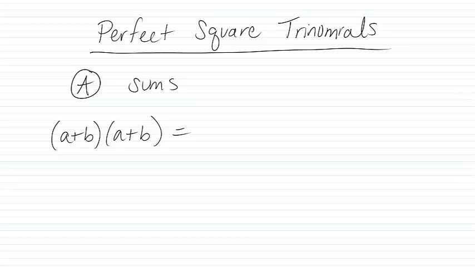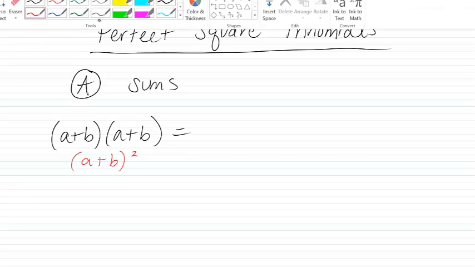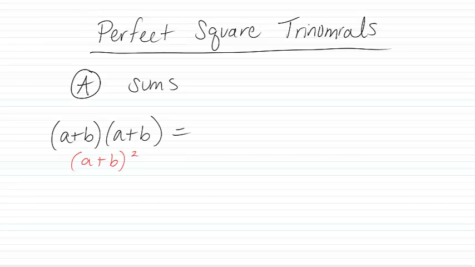The next pattern we're going to look at is perfect squares, and we're going to look at the sums. So notice in this multiplication problem that we have, it's a plus b times a plus b. You may also see this written sometimes as a plus b squared. One of the most common mistakes students make is to say that this equals a squared plus b squared. It doesn't, because we have to FOIL it.